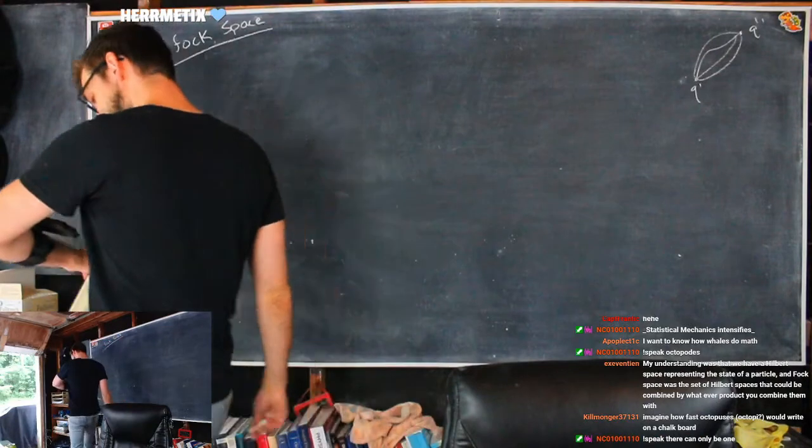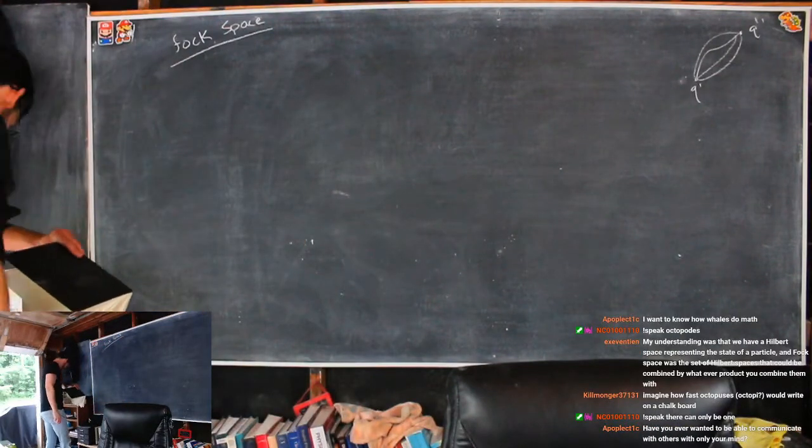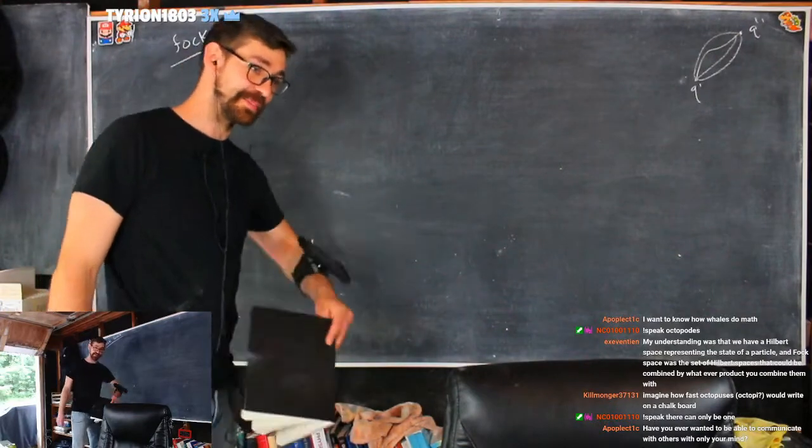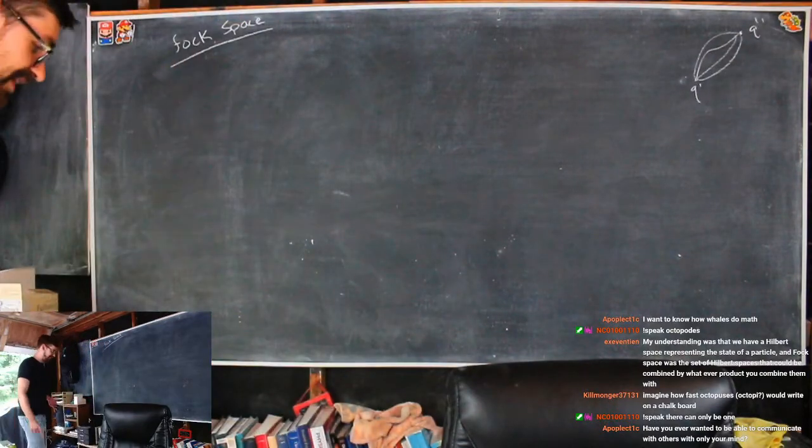There can only be one. No, that's not true. Not true at all. Imagine how fast octopuses would write on a chalkboard. I think that'd be impressive. And I bet you they could too.